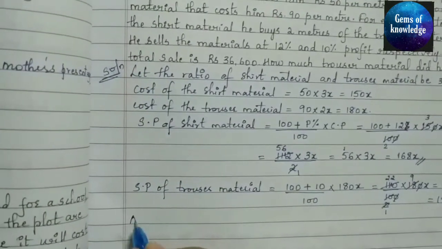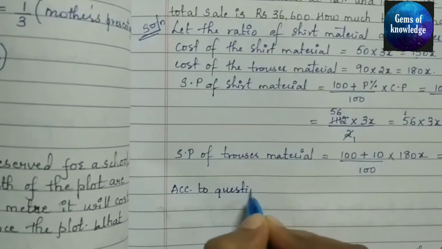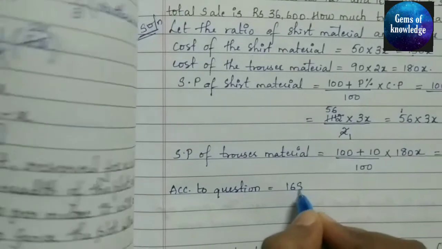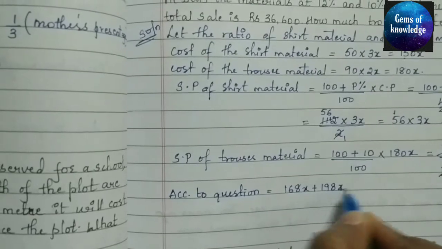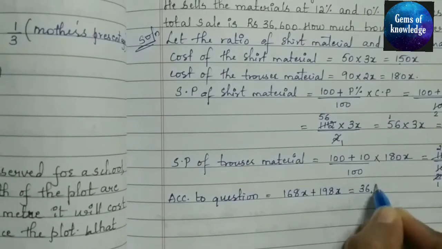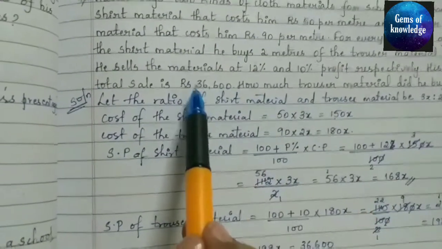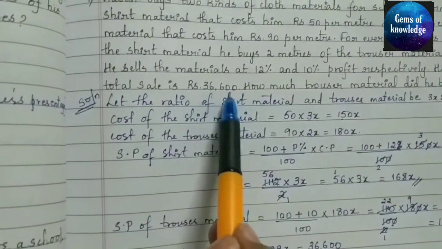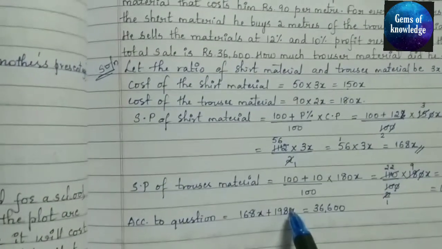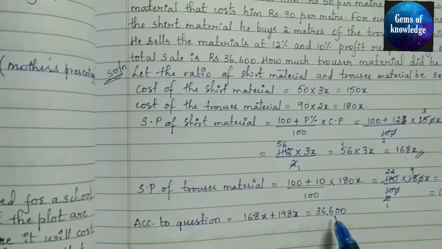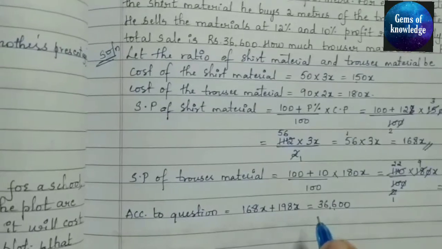So according to the question we can write, 168x plus 198x is equals to 36,600. You can just see here it has been given already. The total sale was 36,600. After selling this many number of shirt material as well as the trouser material, his total sale was this much. Now we have to find the value of x.